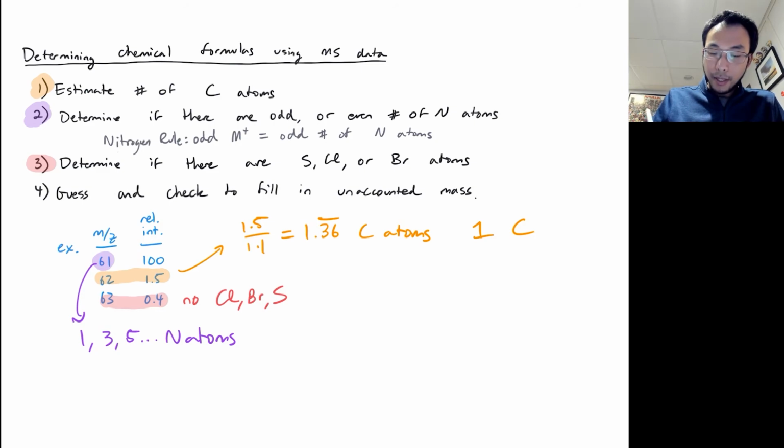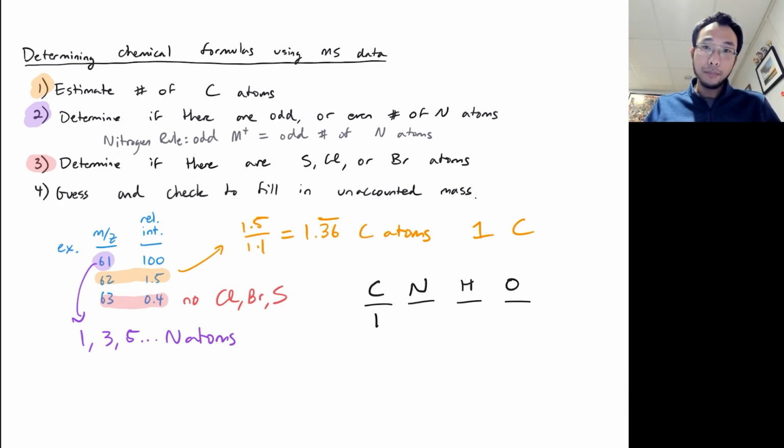So we can make a table here. All of our organic molecules will look like this, right? We have a carbon. In this case, we know we have a nitrogen. We may have hydrogen. We may have oxygen. We don't have chlorine, bromine, or sulfur. Right now, I'm operating under the assumption that I have one carbon. We'll start off with the assumption that we have one nitrogen.